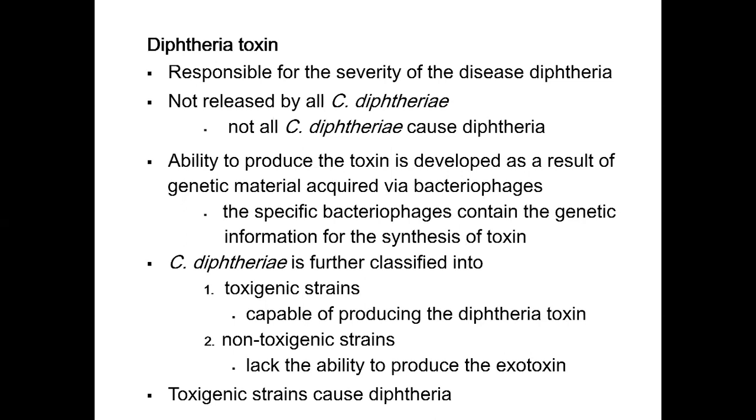And Corynebacterium, because of that, in that species, the species can be classified further into toxigenic strains, the strains which are capable of producing the diphtheria toxin, and then the non-toxigenic strains. And these non-toxigenic strains lack the ability to produce the exotoxin. So it is the toxigenic strains that cause diphtheria.